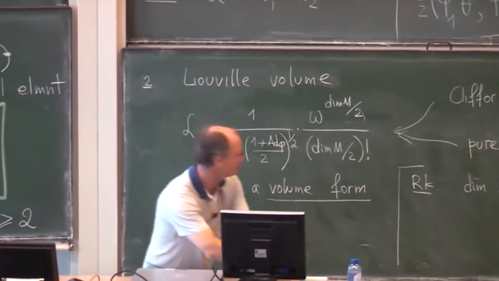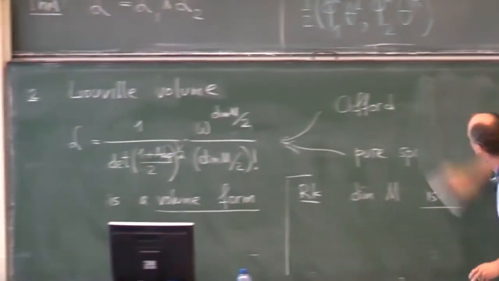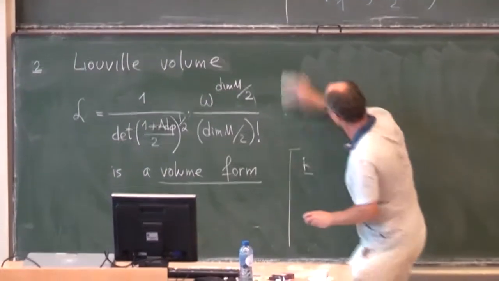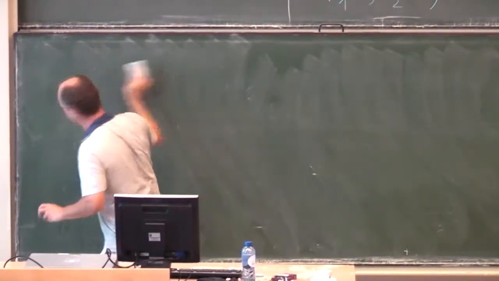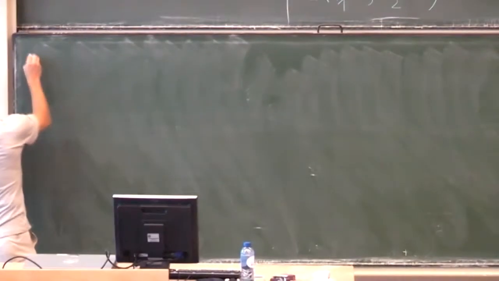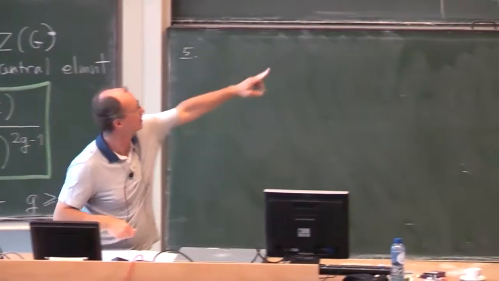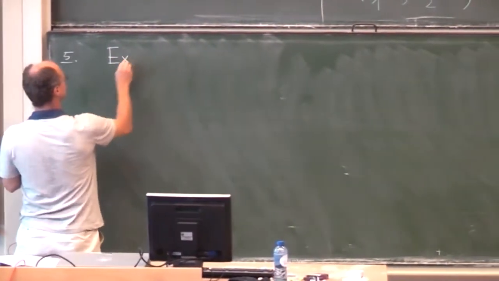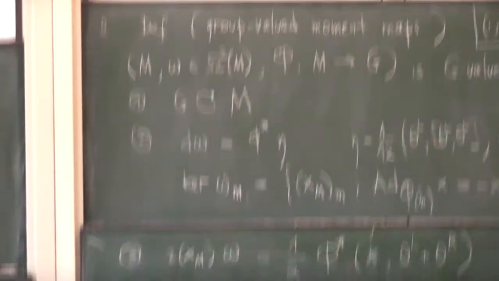Now I think 3 more steps. Well, step 5. Now what can I sacrifice? Would it be okay if I sacrifice the Liouville forms for a moment? Step 5. Now, finally I'll give you an example of a group-valued Hamiltonian space. Well, and this example is called the double.